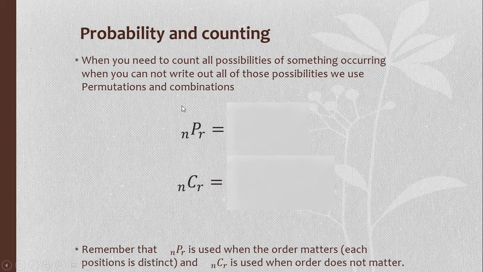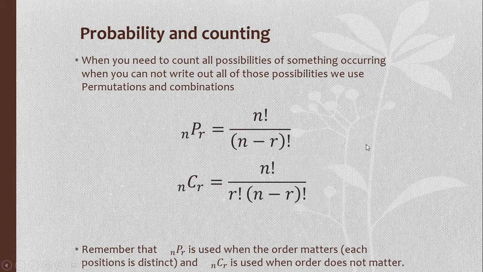All right, here's some notation that we've looked at before. When you need to count all possibilities of something occurring, when you cannot write out all the possibilities, we'll use permutations and combinations. Now, we looked at these formulas before. Again, these functions are on your calculator if you need to use those.